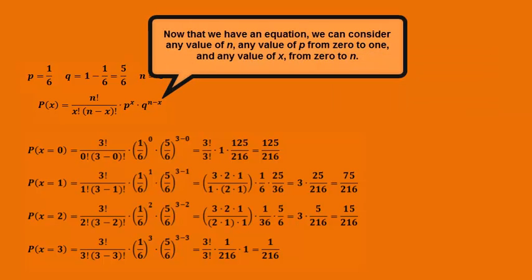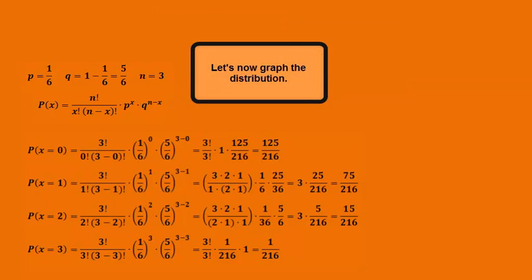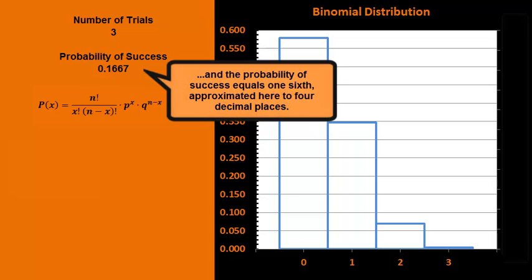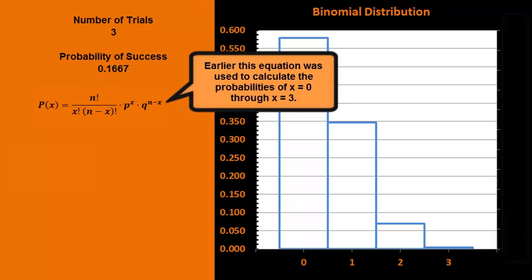Now that we have an equation, we can consider any value of n, any value of p from 0 to 1, and any value of x from 0 to n. Let's now graph the distribution. We'll start with the example of 3 dice where n, the number of trials, equals 3, and the probability of success equals 1/6, approximated here to 4 decimal places. Earlier, this equation was used to calculate the probabilities of x equals 0 through x equals 3.